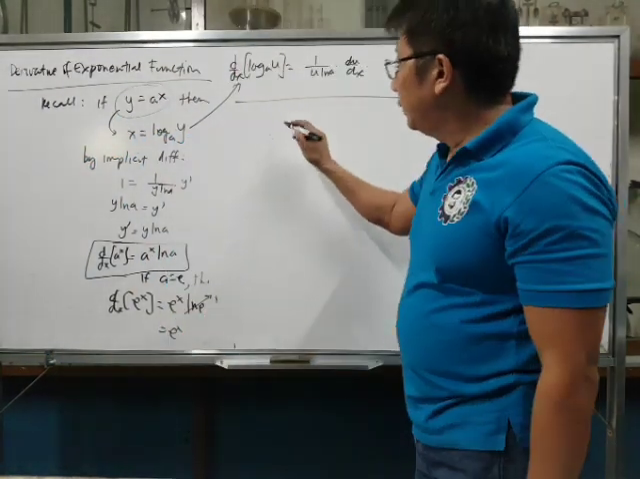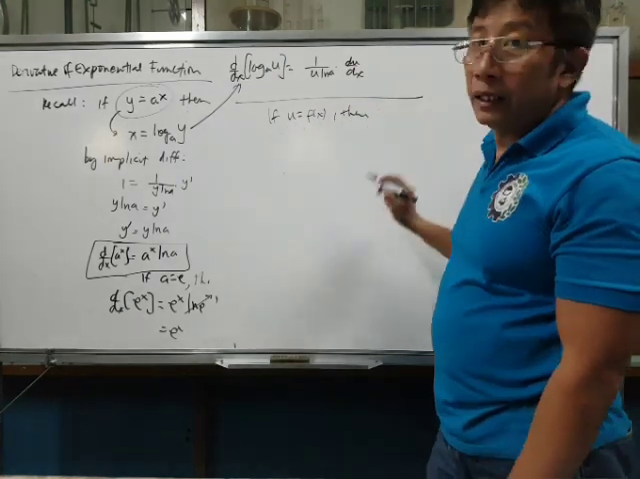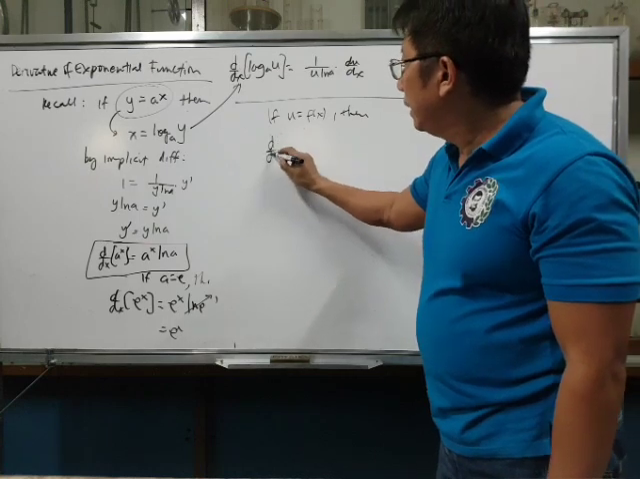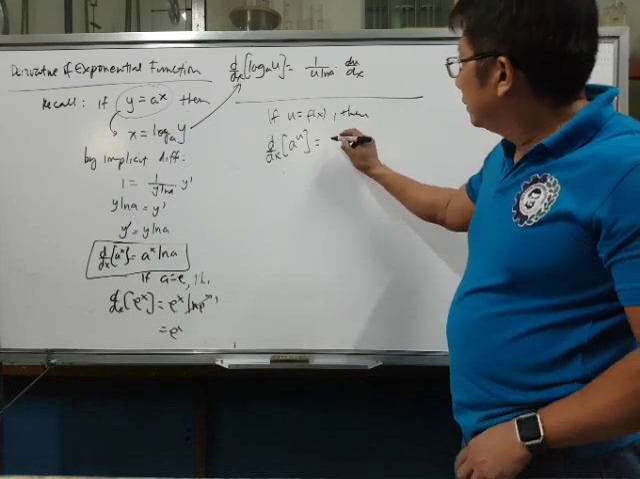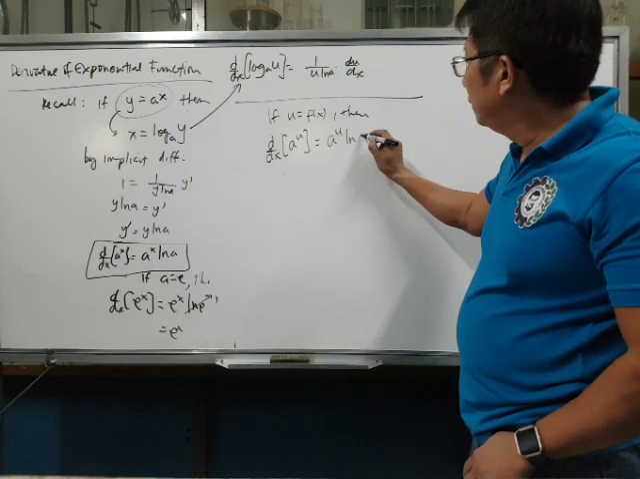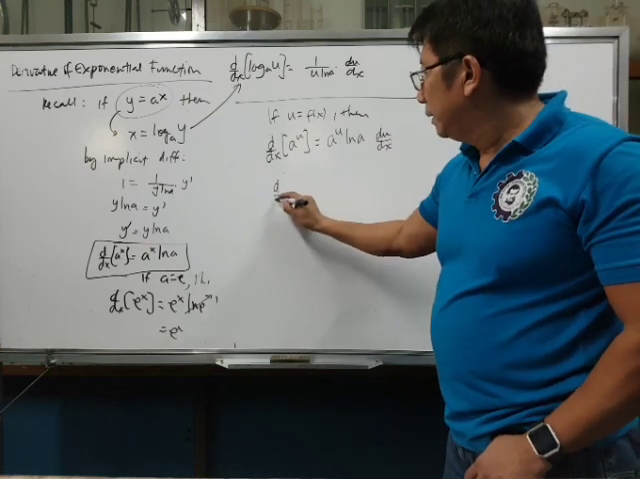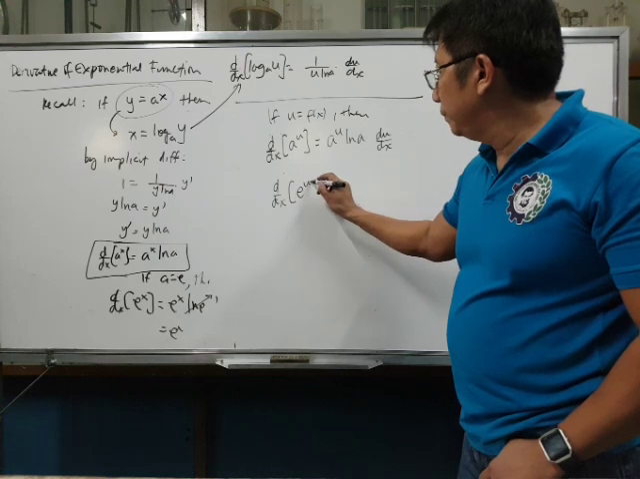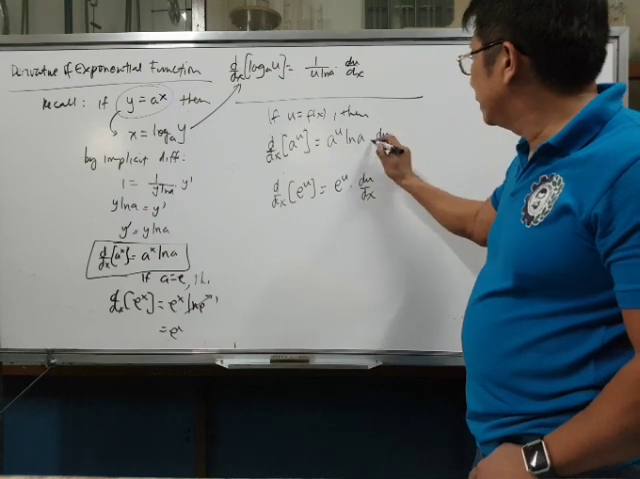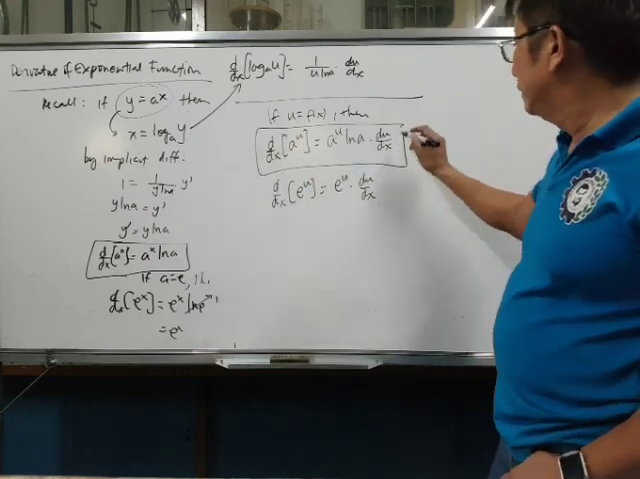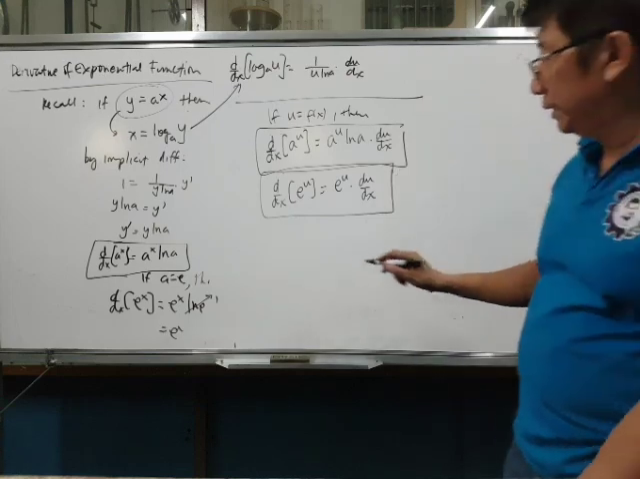And to generalize the formula, if u is a function of x, then again by the chain rule, the derivative of a to the u is equal to a to the u ln a du dx. And the derivative of e to the u equals e to the u du dx. Okay, so this is the last set of the formulas.